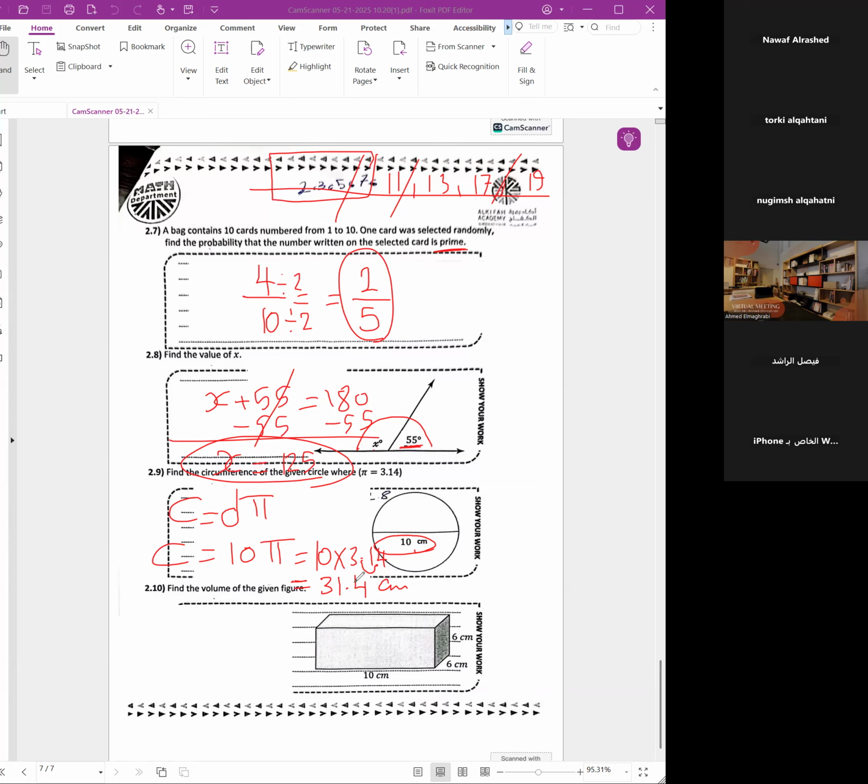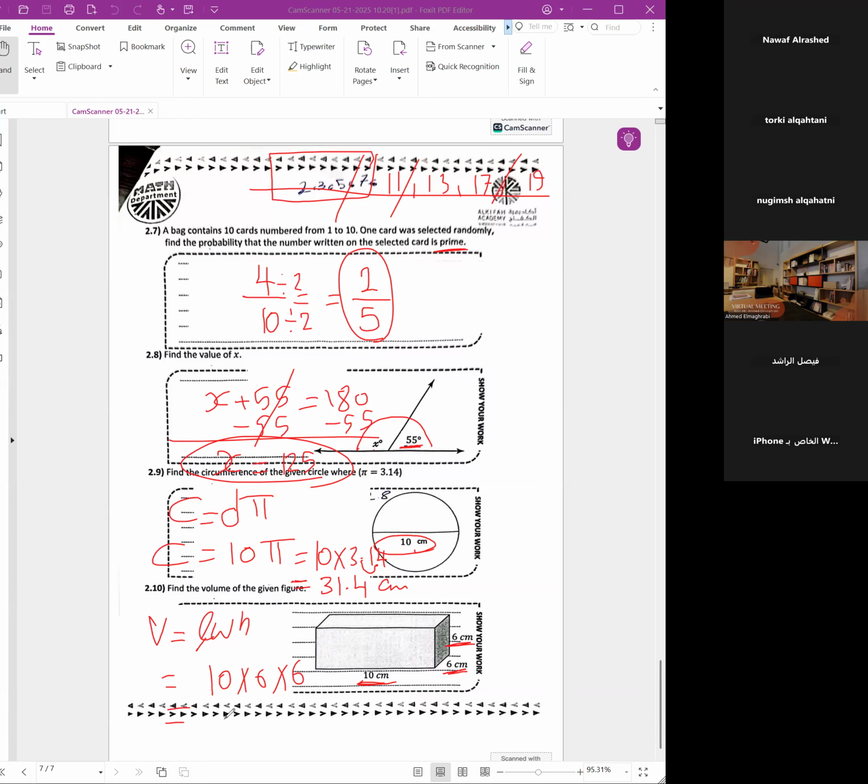Centimeter, not centimeter squared. The last question here: find the volume of the cuboid, or rectangular prism, on the left. The length is 10, the width is 6, the height is 6. So we can get the volume by multiplying length by width by height. That means 10 times 6 times 6.